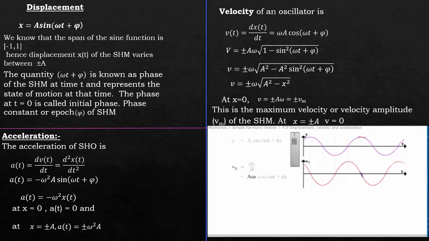The chain rule of differentiation gives us an extra factor of omega. The physical reason is obvious. Large omega means a short period, and a cycle completed in a shorter time requires greater velocity.